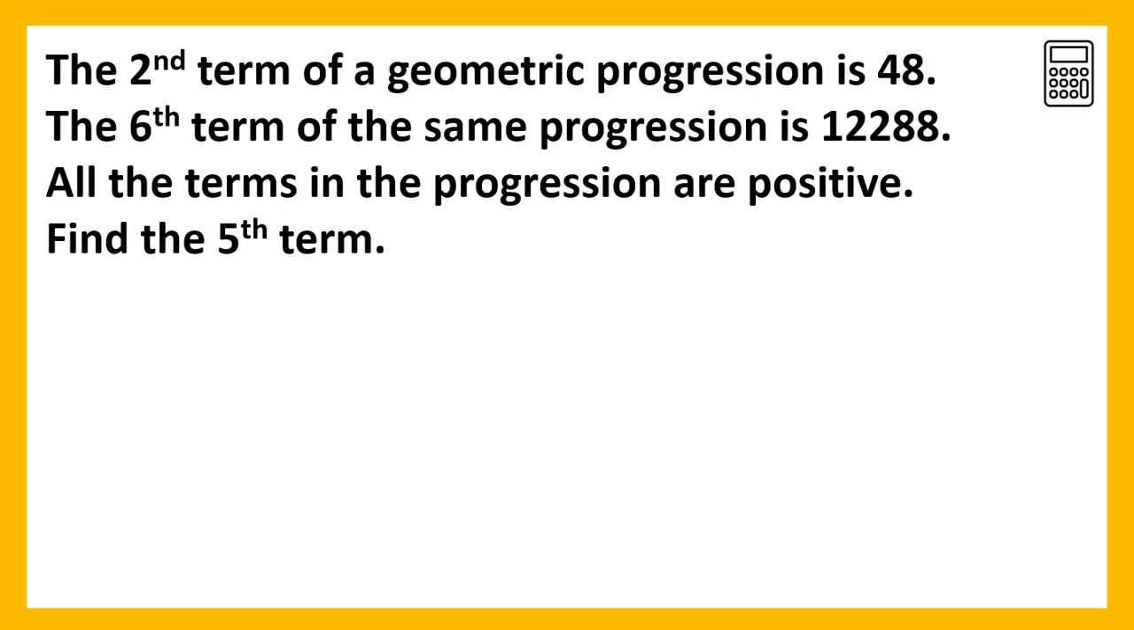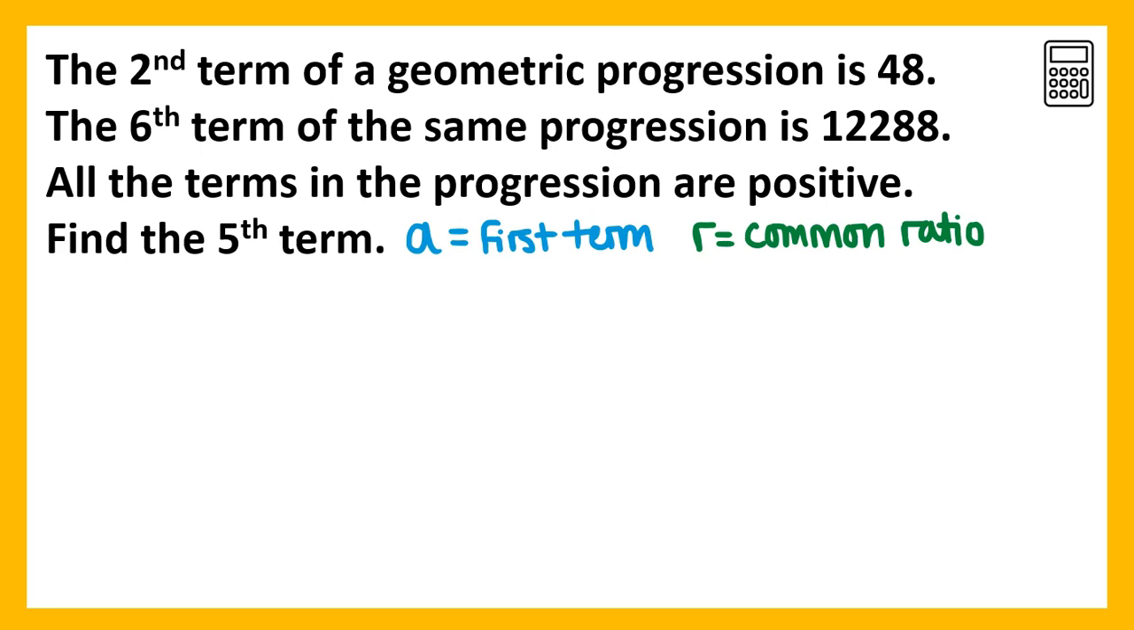On to the intermediate question with an increase in difficulty. The second term of a geometric progression is 48. Since we use A to denote the first term and R to denote the common ratio, we can represent the second term of this geometric sequence or progression by writing it as A multiplied by R to get from the first to the second term, and we know that this is equal to 48. We also know that the sixth term of the same progression is 12,288.